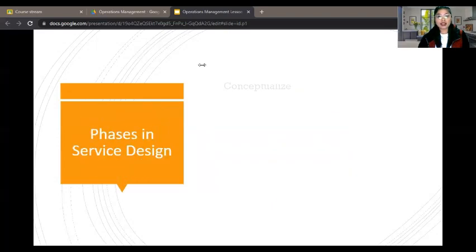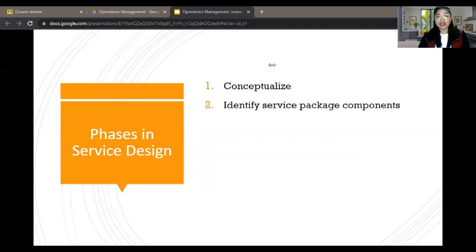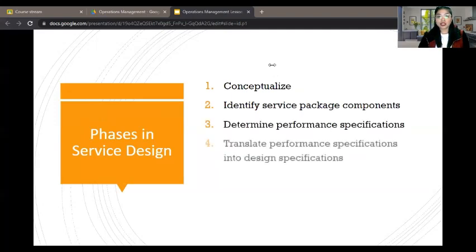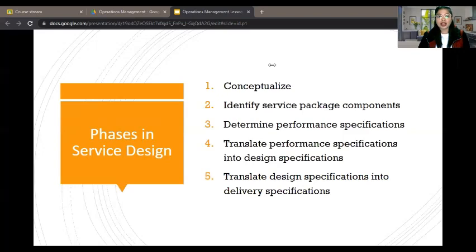The phases in the service design process are as follows. First, conceptualize. Next, identify service package components. Next, determine the performance specifications. Fourth is to translate performance specifications into design specifications. And then translate design specifications into delivery specifications.